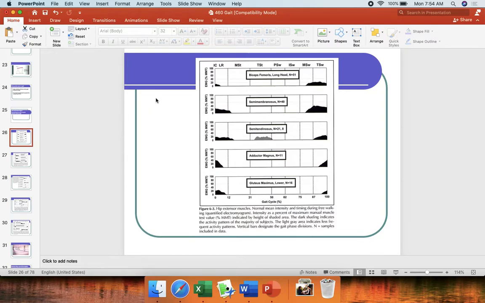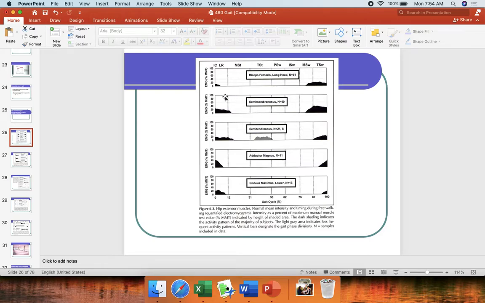As we look at these graphs, we're going to see many of them over the next couple of slides. At the bottom we have our gait cycle, right? So 0 to 100%. We're going to be going from initial contact through loading response, mid-stance, terminal stance, pre-swing, initial swing, mid-swing, and terminal swing. As we move through these, we're going to see different muscles at different portions of gait.